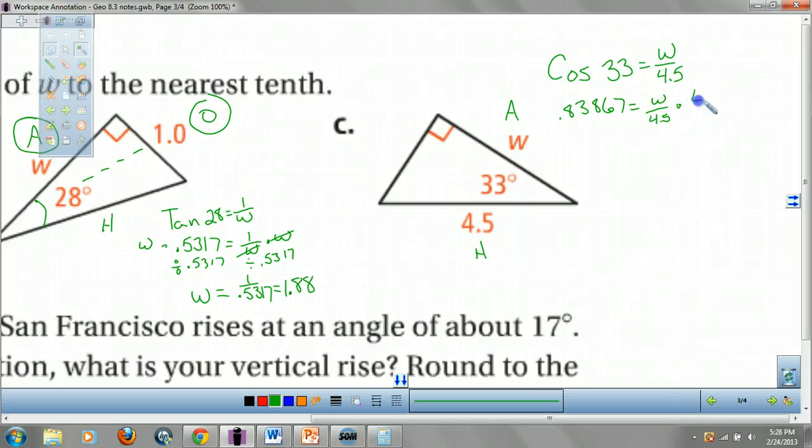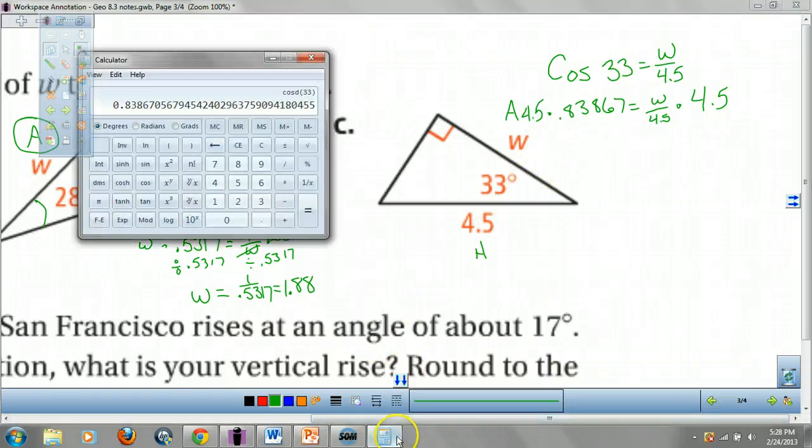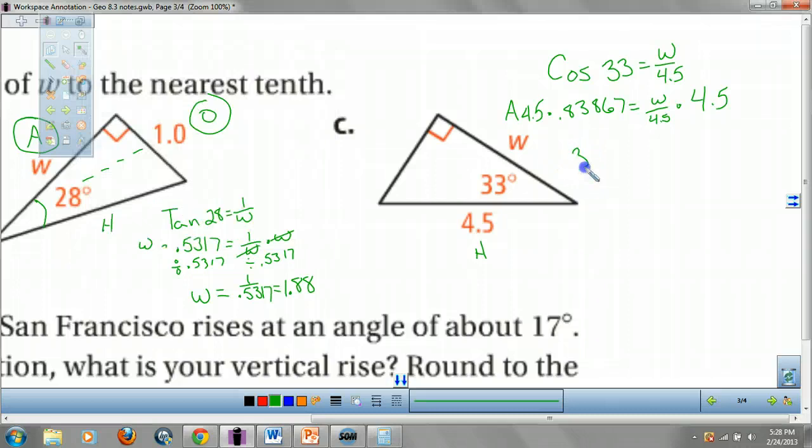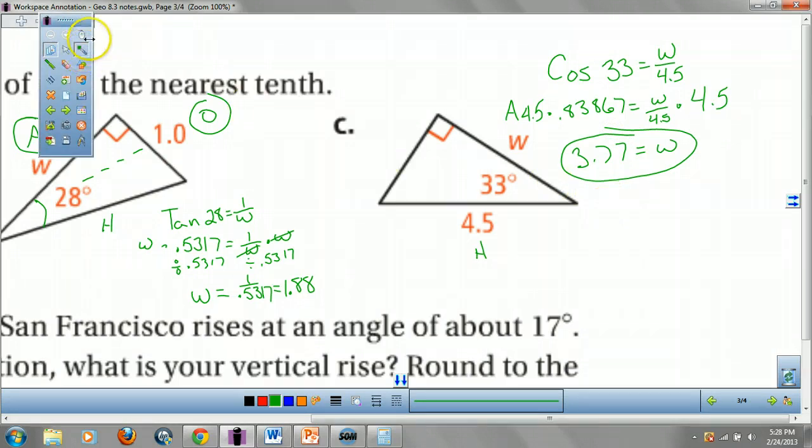Multiply both sides by 4.5, because we gotta get that number out of our denominator. What do we get? We get 3.77 equals our W. Okay. See why we can't use the Pythagorean theorem on these? Because we only have one side, right?